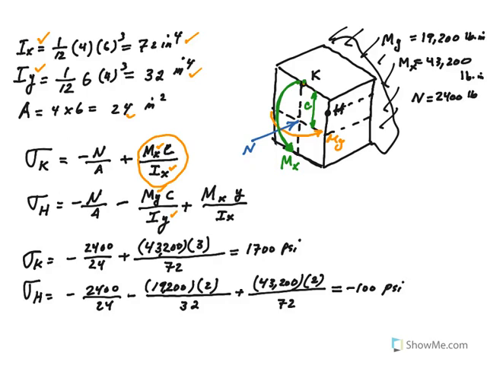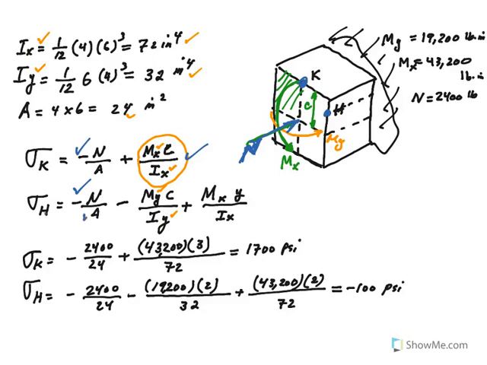By the way, all points on this cross section feel the same due to this normal force here. So you have to again think that everything is going to be in compression. All the points, point K and point H, are going to be in compression. That's why I have minus N over A for both K and H. So that would take care of sigma at K.